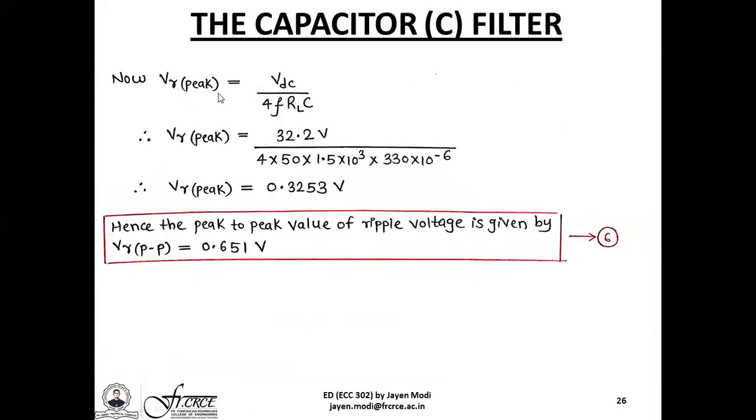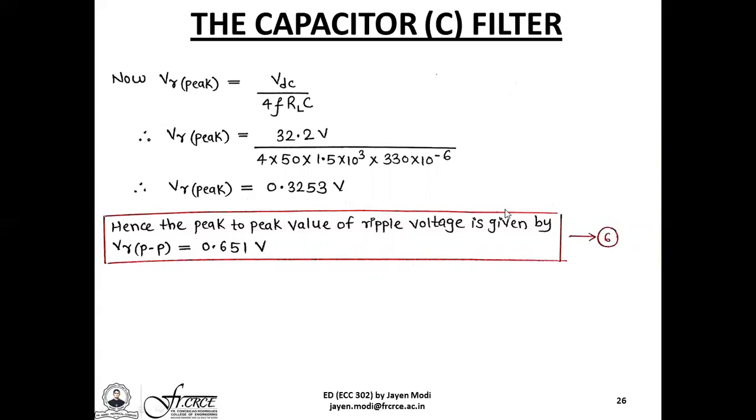And finally, ripple voltage VR peak is given by VDC upon 4FR into C. Putting the values back again, the peak voltage value is given by 32.2 divided by 4 into 50 into 1.5 into 10 raised to 3 into 330 into 10 raised to minus 6. So the ripple peak voltage value is given by 0.3253 volts. Now this is nothing but the peak value. The peak to peak value is simply obtained by multiplying this by 2, doubling this. So we get the peak to peak ripple voltage is given by VR peak to peak is equal to 0.651 volts.